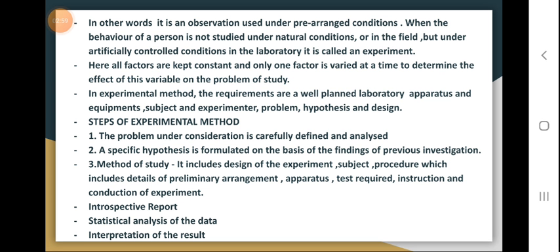Now, next step is the method of study. Under method of study comes design of the experiment, subject, procedure, which includes details of preliminary arrangement, apparatus, test required, instruction, and conduction of experiment. The next step of an experiment is introspective report, and after that, statistical analysis of the data and the interpretation of the result. The experimental design is the important aspect of an experiment.